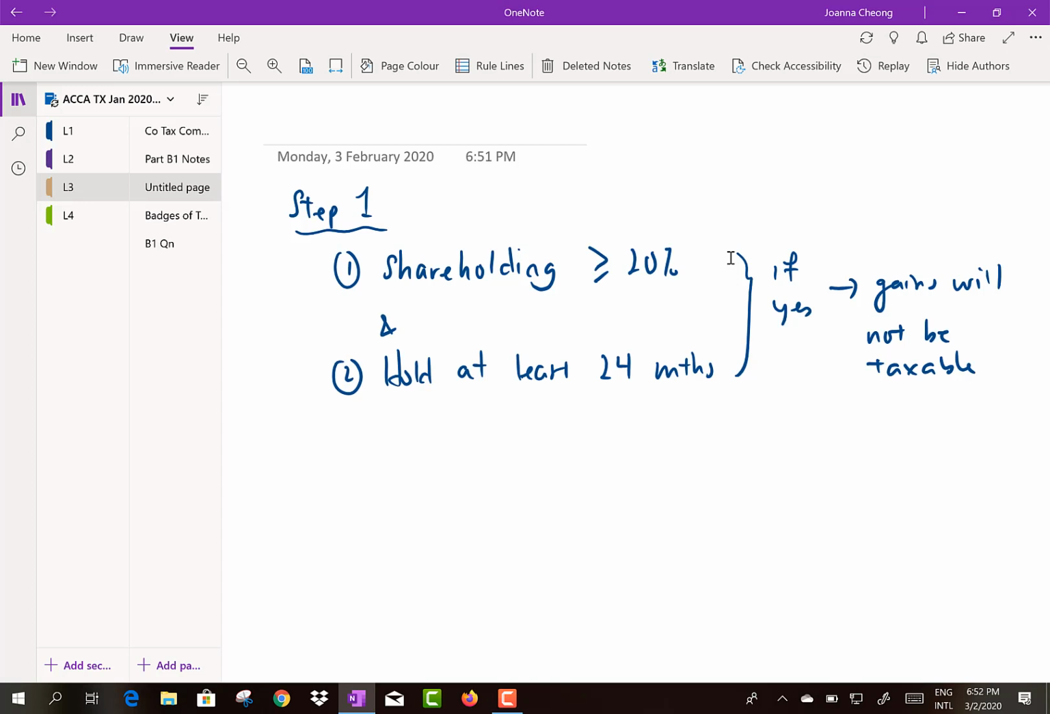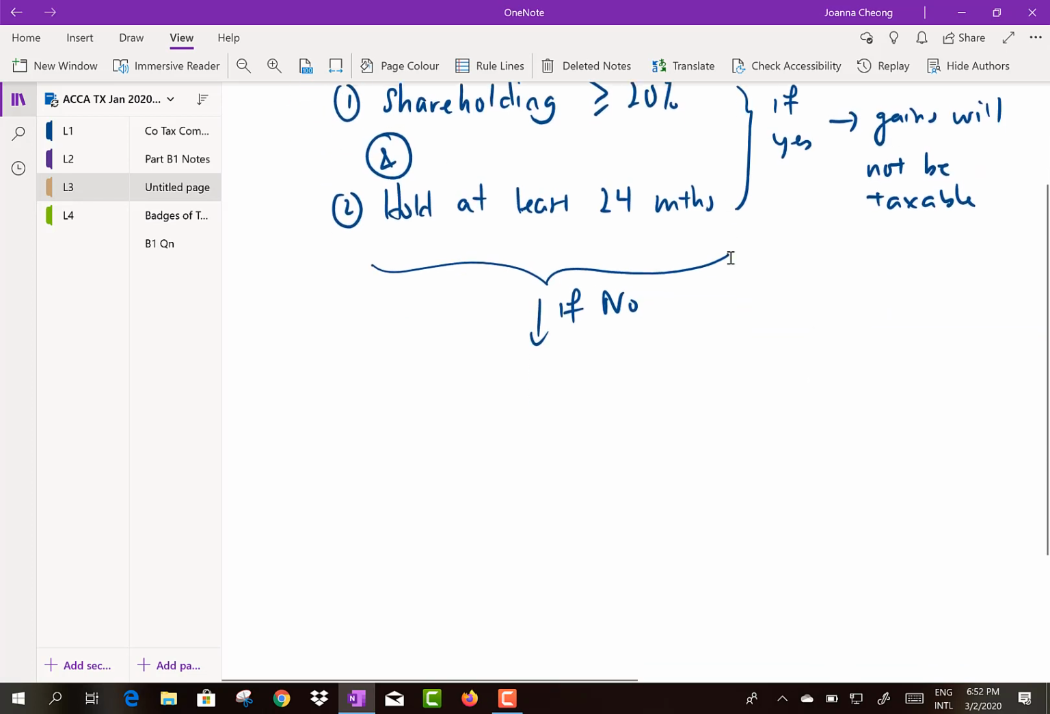So if you fail any of these conditions here, what will be the verdict? Because you need to meet two conditions. If you fail, you cannot just straight away say that it's taxable. You still have to go through the what? We just learned it yesterday. We will need to apply the badges of trade to confirm again whether it is taxable or not taxable. Are you with me or not?